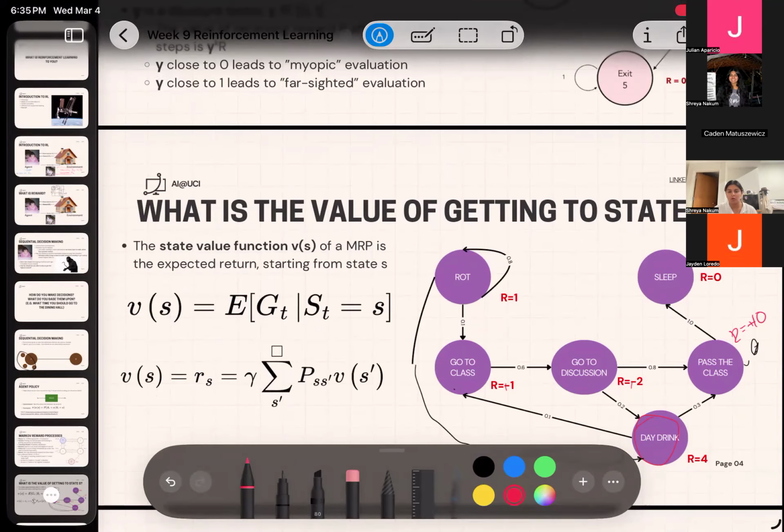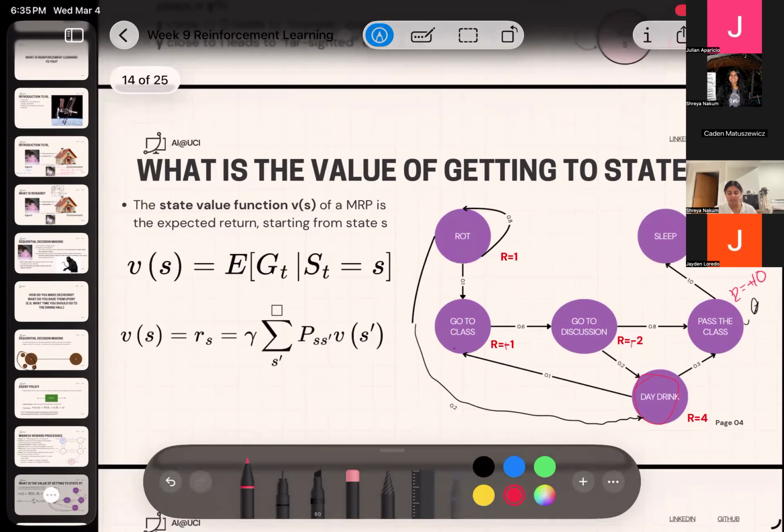So if we want to go to the rotting state, it would be what's the gain? What is the average value of rotting given that we're currently at, I don't know, go to class or something, if there was an arrow pointing towards that.